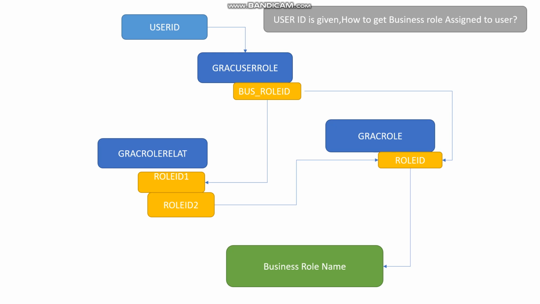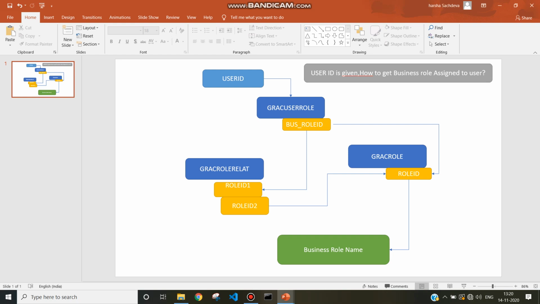So hope this will make you understand, if user ID is given, then how to get the business role assigned to the user.